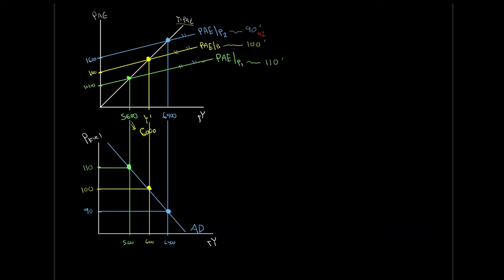Because that's how much real expenditure we're going to be engaging in. And so we get this downward sloping aggregate demand curve. Okay, back to that last question that we looked at, where we said, maybe we need a new model to work with. What did we say?